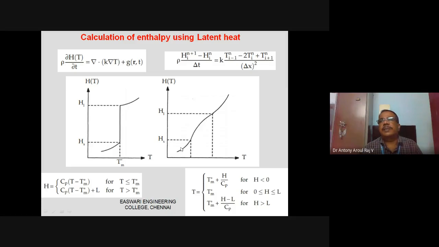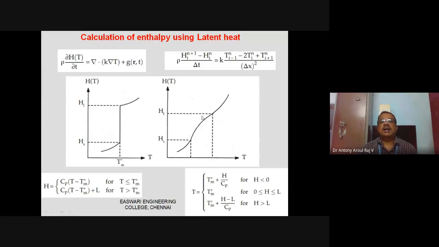So they are not going for apparent heat capacity, but the concept is the same thing only. They are directly calculating the enthalpy value instead of specific heat. How are they calculating? We calculate Cp between these two values, and they are multiplying by temperature. That's all. So that is how they are calculating. Your governing equation is like this. While solving, instead of temperature, you are solving for enthalpy, Cp into T.